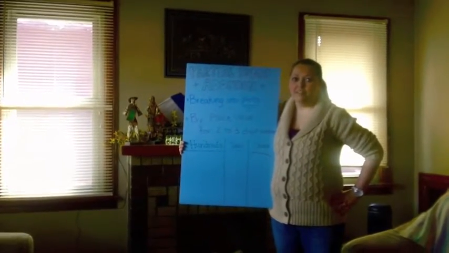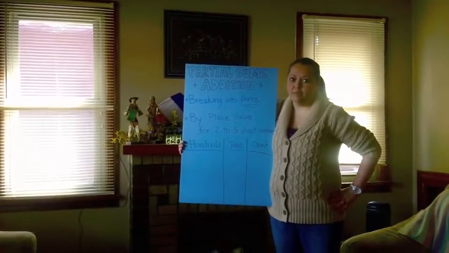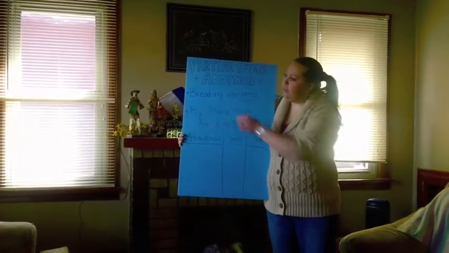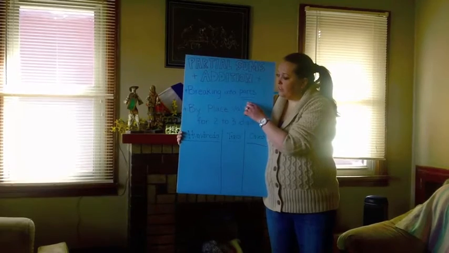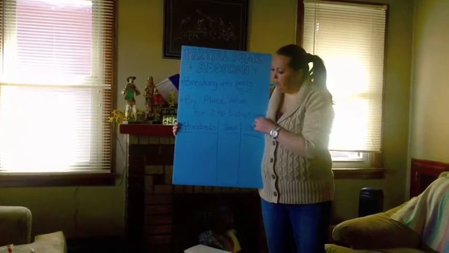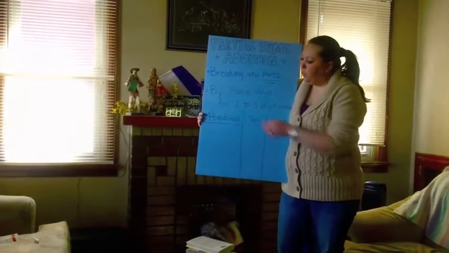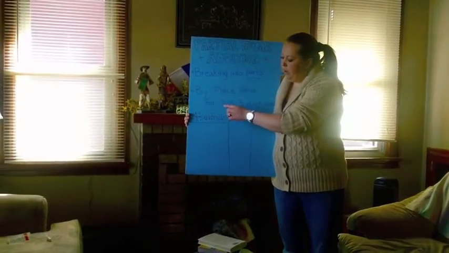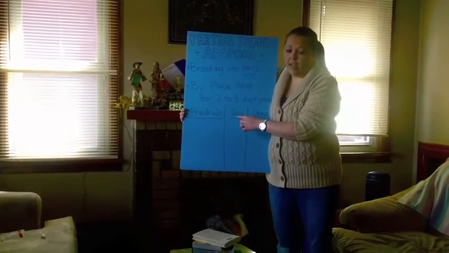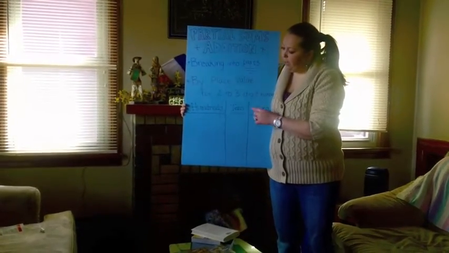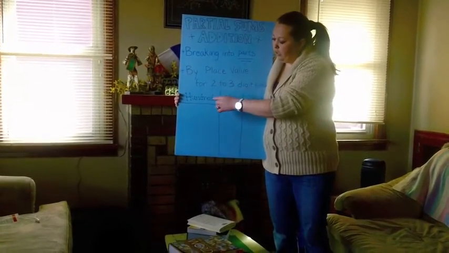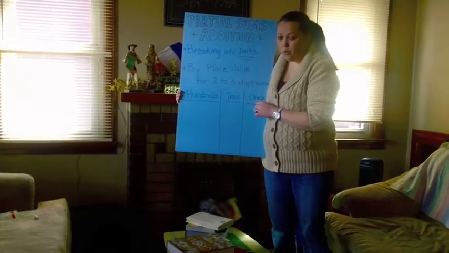And welcome. Today we're going to be talking about partial sums addition, which is just like it sounds. It's breaking the number into parts by place value for 2 to 3 digit numbers. Now what do I mean by that? Well, we know that a 2-digit number is comprised of 2 place values, both the tens and the ones. And a 3-digit number is comprised of 3 place values, the hundreds, the tens, and the ones.